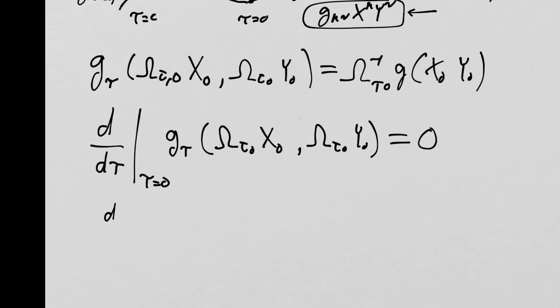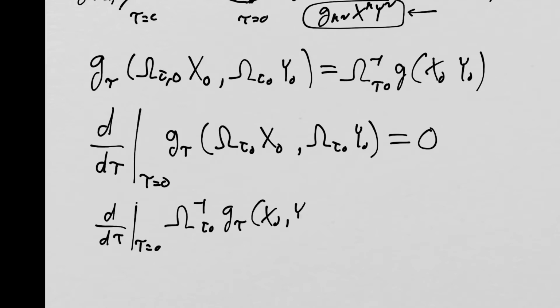And I'll write d by d tau at tau equals 0 of omega inverse t0 of g tau x0 y0. That equals 0. But now I'm going to go in on my definition of the parallel transport of a tensor. This is a rank 2 tensor, and that's the inverse t0. We had a little bit of streamlined notation before, where that would have been this thing, but it's still the same idea. I just have the 0 in it, so I've added the 0.